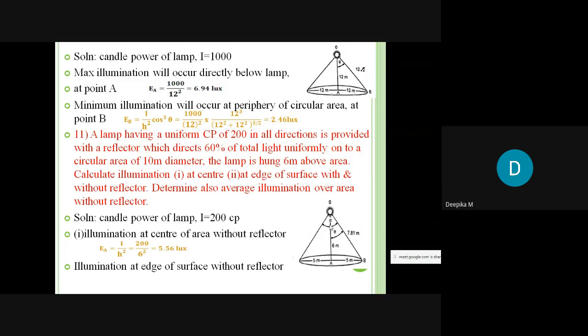Next, illumination at the edge of surface without reflector is nothing but I by h square into cos cube theta. To calculate cos theta, if I consider this triangle, it is nothing but adjacent by hypotenuse, which is nothing but 6 by square root of 6 square plus 5 meter square, which is nothing but 0.768. Therefore, it is nothing but 2.52 lux.